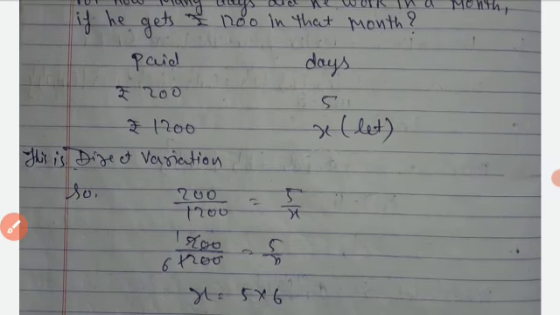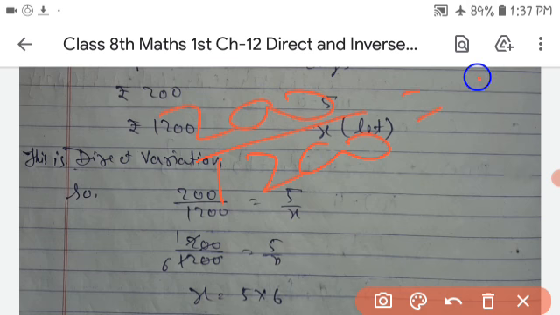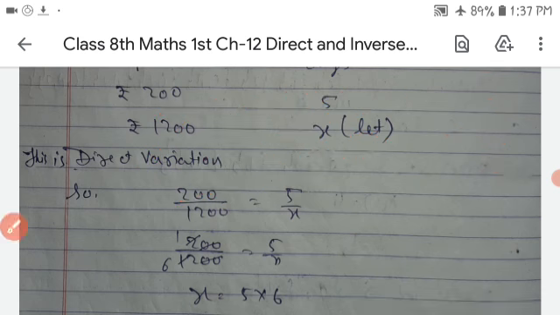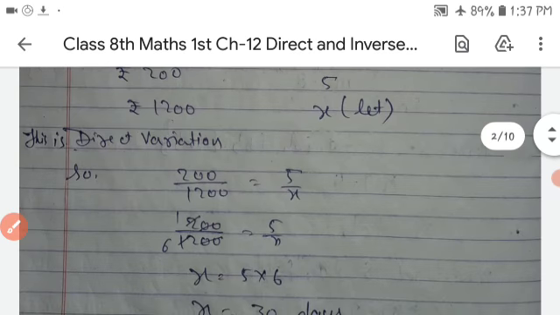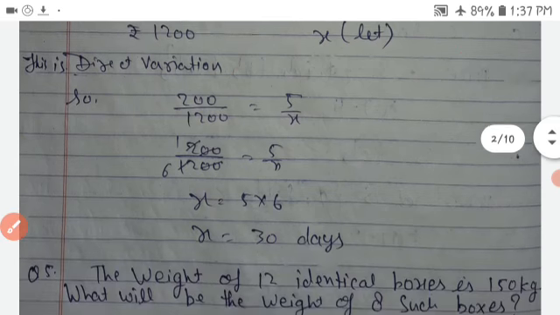So now 200 upon 1200 is equal to 5 upon x. Cancel out the zeros, 2 zeros cancel. Now 2 sixes are 12, 2 ones are 2, 2 sixes are 12. Now cross multiply, x is equal to 5 into 6, equal to 30 days. How many days? 30 days.